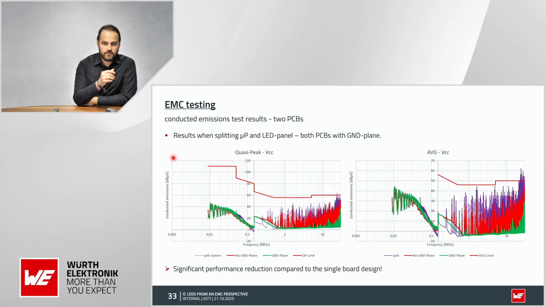What happens on the conducted side of emissions? In green, again, the board with the ground plane, that is 10-20 dBs below the limit, and in red, the board where we don't have a ground plane. And now, again, we get on top more emissions when we split up the board. That is what you can see in purple. And here, especially when we have a look at the average, we are more or less 10 or even more dBs above the limit. And now the question becomes interesting: is our AC to DC power supply capable of attenuating this noise in that frequency range? I guess here we could get a problem later on in the field.